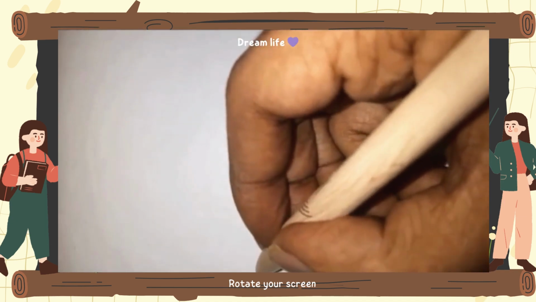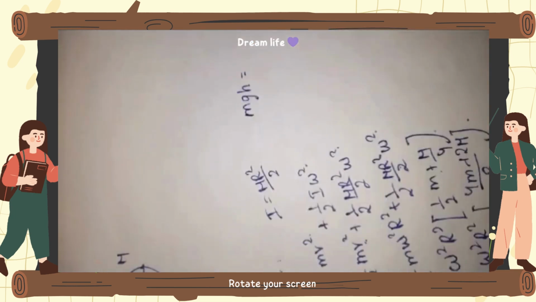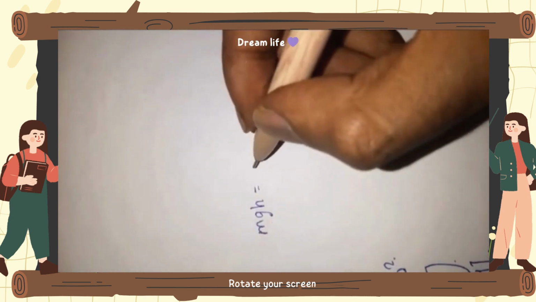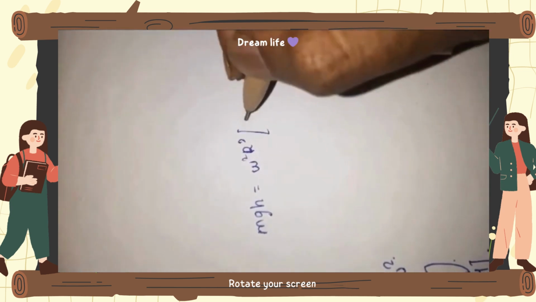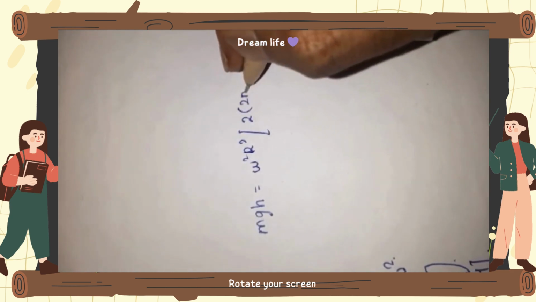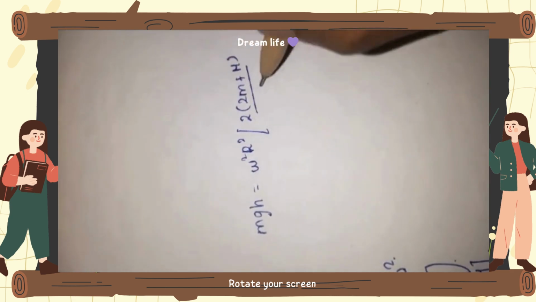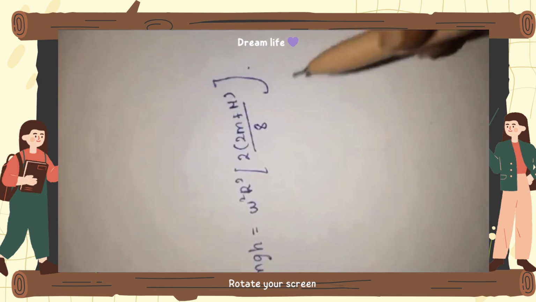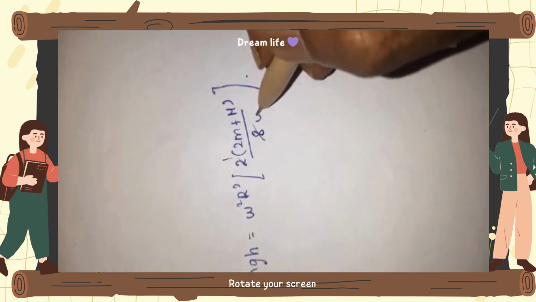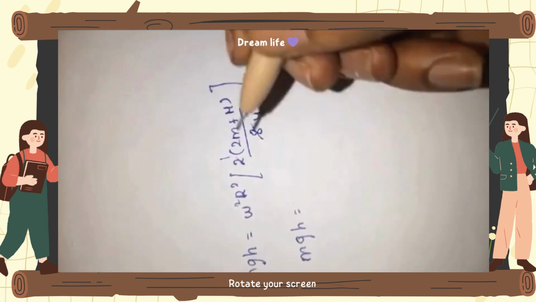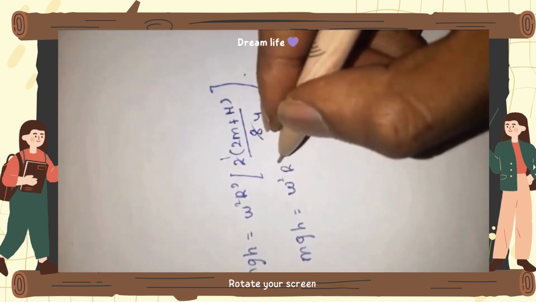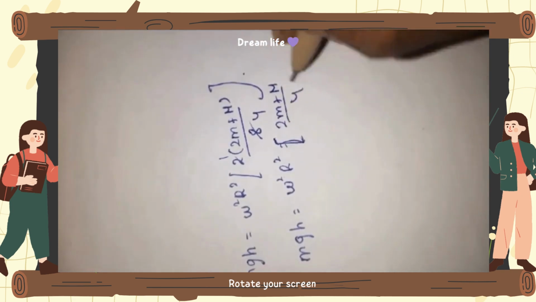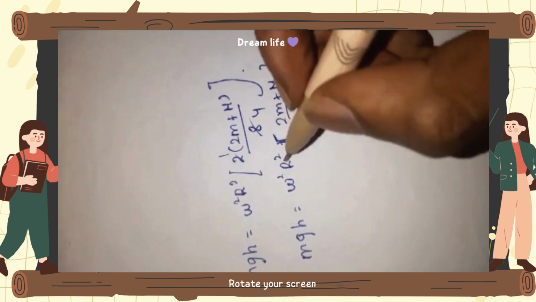So now mgh is equal to, now I can take 2 common from both of the terms. So that will be omega square R square into 2 into 2m plus M by 8. So what I have done is I have taken 2 as common, and now I can simplify this 2 2s to 4. So mgh will be equal to omega square R square into 2m plus M by 4. This is a bracket. We have to find this omega square.